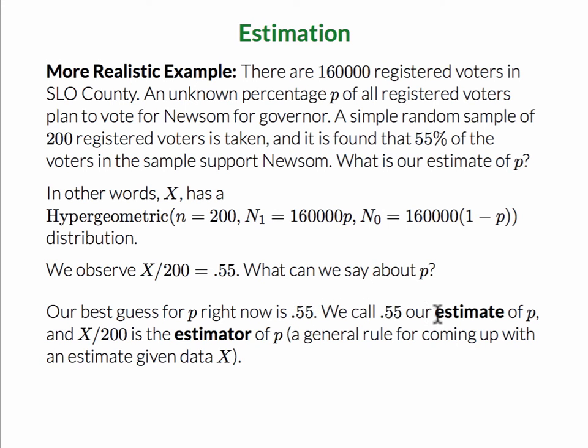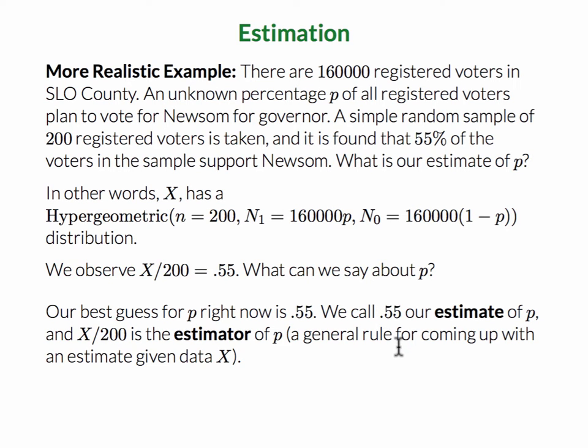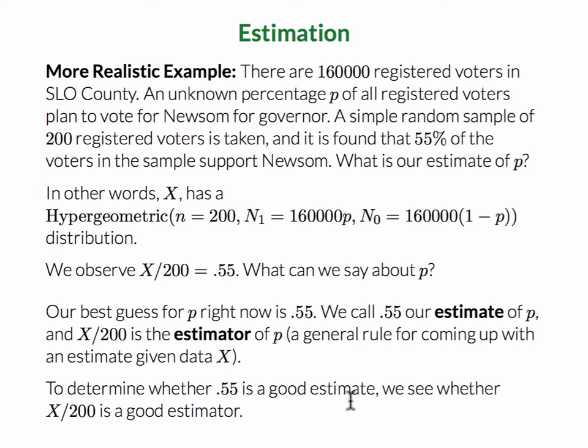So we call 55% our estimate of P, and X divided by 200 is the estimator of P. So an estimator is just a general rule for coming up with an estimate given data X. So if X had instead been 100 out of 200, then our estimate would have been 0.5. So an estimate is a specific number, while an estimator is a general rule for coming up with an estimate. So is 0.55 a good estimate of P? To answer that question, we look at whether X over 200 is a good estimator.